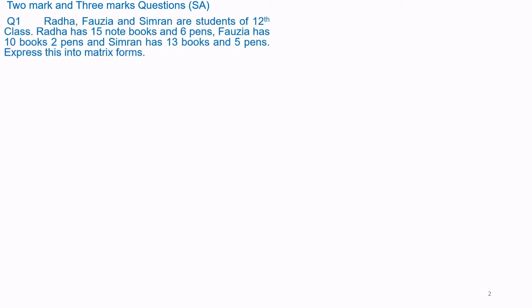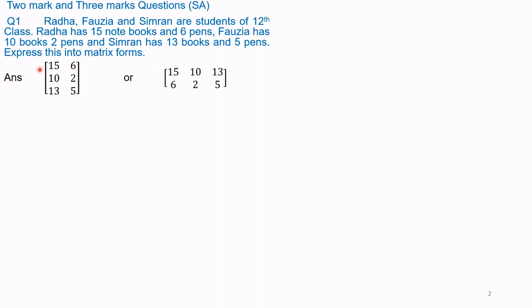Question number 1. Radha, Fauzia and Simran are students of 12th class. Radha has 15 notebooks and 6 pens. Simran has 13 books and 5 pens. The question is, express this in matrix form. Let us answer it.